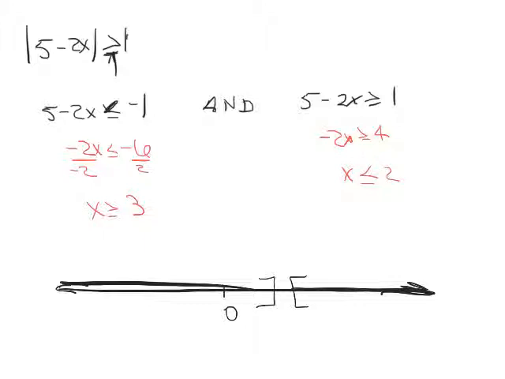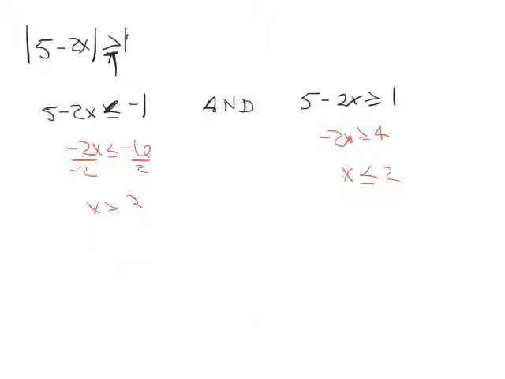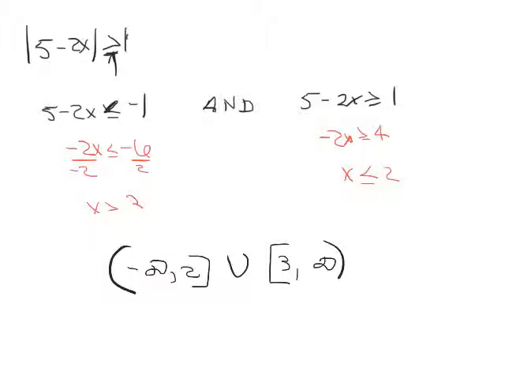So notice they're disjointed. There's a disjunction. There's nothing in common. So set builder notation looks like this: x such that x is less than or equal to 2 or x is greater than or equal to 3. And again, interval notation is going to have a union sign, and we're going to have starting at negative infinity and going to 2, and then going from 3 to positive infinity. All right, so that's those inequality problems.